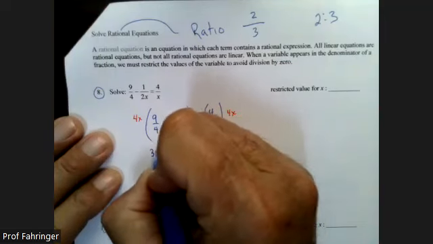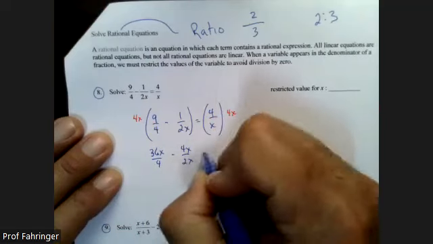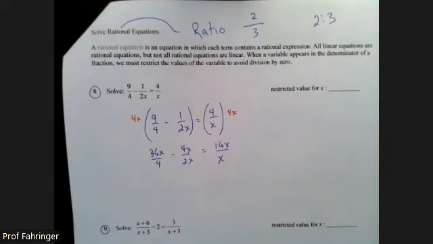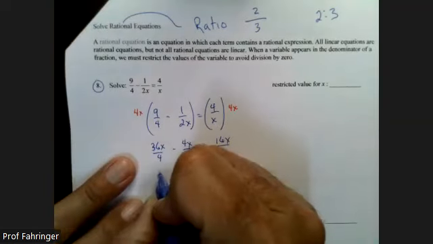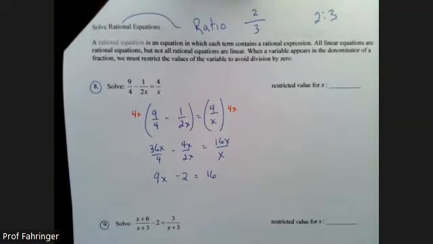I'm going to do it and get 36x over 4 minus 4x over 2x equals 16x over x. Again, I made sure I distributed and hit everybody. All right, this is going to be 9x. This is going to be 2. And that's going to be 16. So what we started the class with is where we're at now. We changed our problem into something that we've already done.